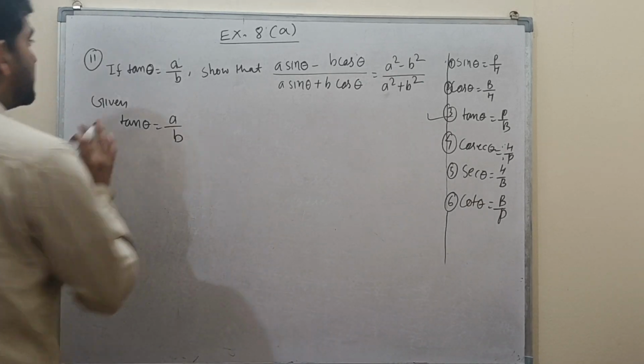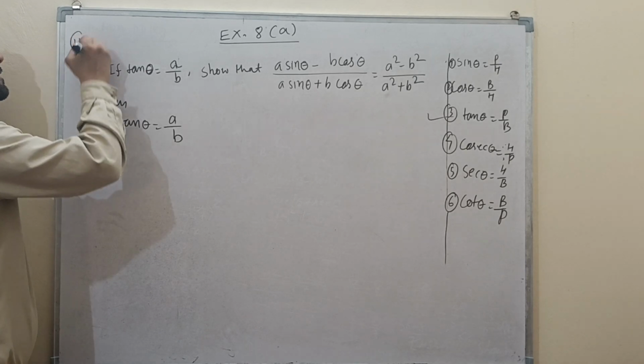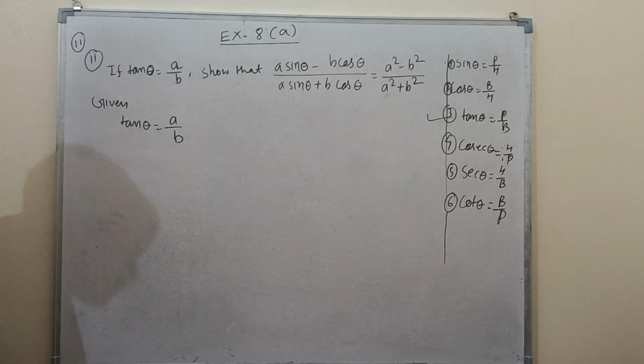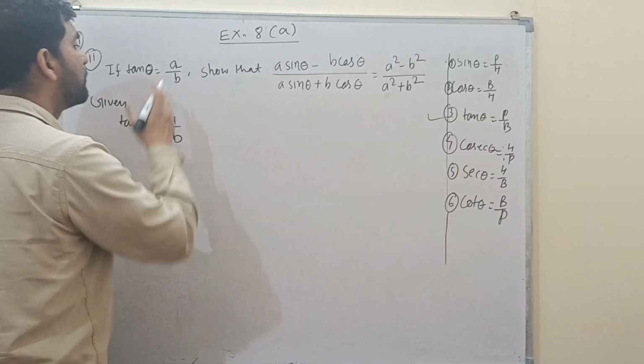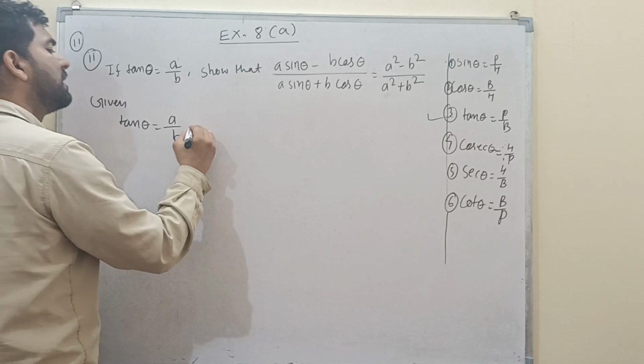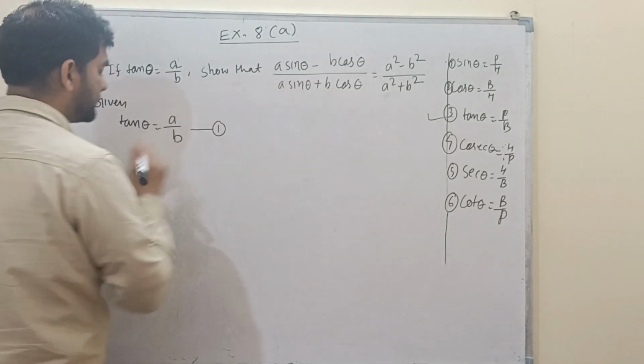Okay, so we'll see now the next question. Yes, it is 11, I think, and it is 11.2. Question number 11.2. Here we have tan theta equal to a by b. So I will write tan theta equal to a by b, and I will take it as equation 1. Now I will take the LHS.